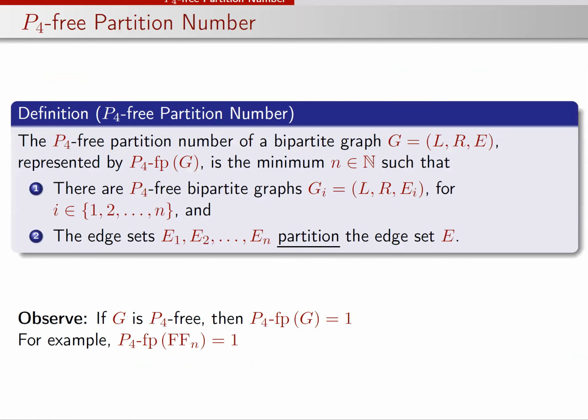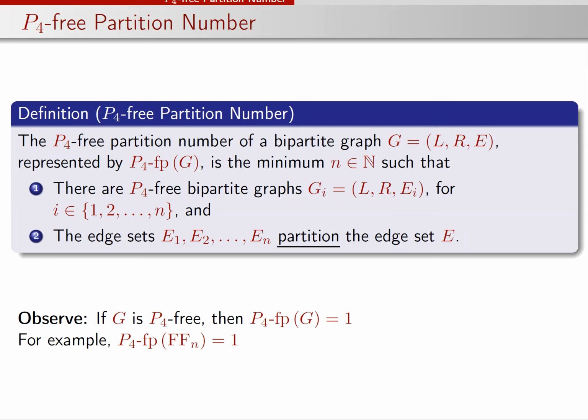So now the question is, what if the distribution of the Boolean function is not P4-free? So what if it is a general graph? How would the answer change? It turns out that the answer is related to the P4-free partition number or the P4-free cover number. So let me start with the P4-free partition number first. The P4-free partition number of a bipartite graph is the minimum number of P4-free graphs that is needed to partition the X set of the given graph.